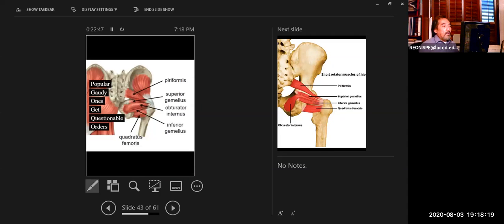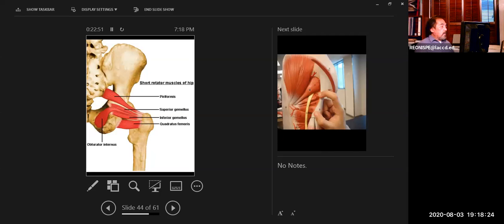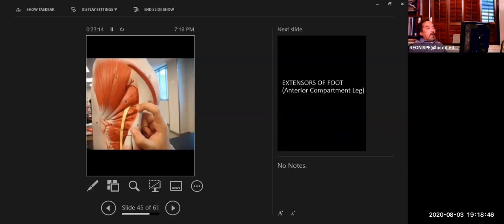Okay, so sometimes you can actually use mnemonics to memorize. So piriformis, obturator, not obturator, but superior gemellus, inferior gemellus, then the quadratus femoris. Okay, so this guy is holding on to this, this is going to be the sciatic nerve.